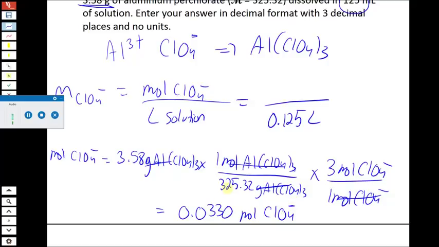So 0.0330 moles of ClO4- is what we come up with. All right, so again, the commonly forgotten step is this last one here. So then we're going to take that number. That's not the final answer. We're going to take that number and we're going to divide it. I probably shouldn't put a box around it so people think that's the answer. We're going to divide it by the volume of the solution in liters to get molarity. So it's going to be 0.264 molar. I believe this is a numerical question, so you would just enter in that number there exactly in 3 decimal places.